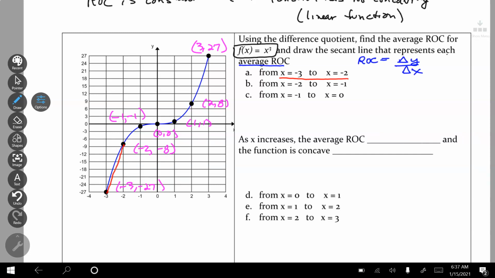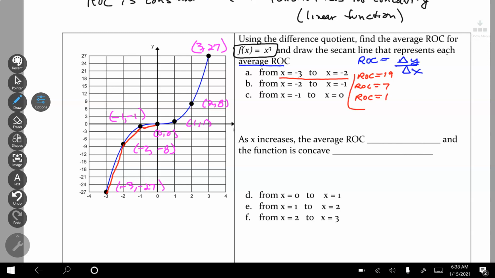And I do the change in y over change in x. I get my rate of change is equal to 19. And then I do it from here to here, and I plug in the numbers. I get my rate of change is equal to 7. And then I finally do it from here to here. I see my rate of change is equal to 1.